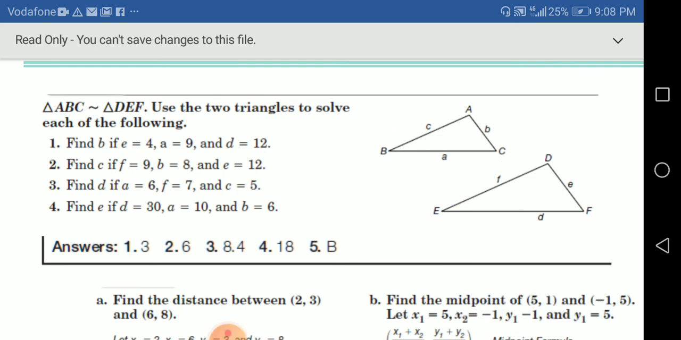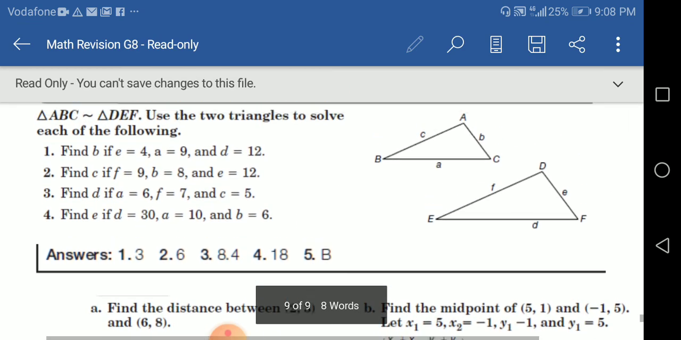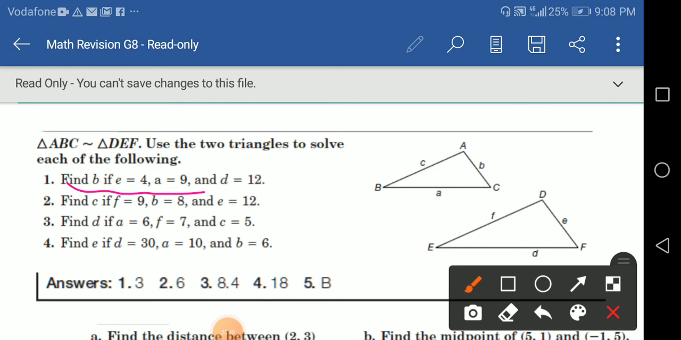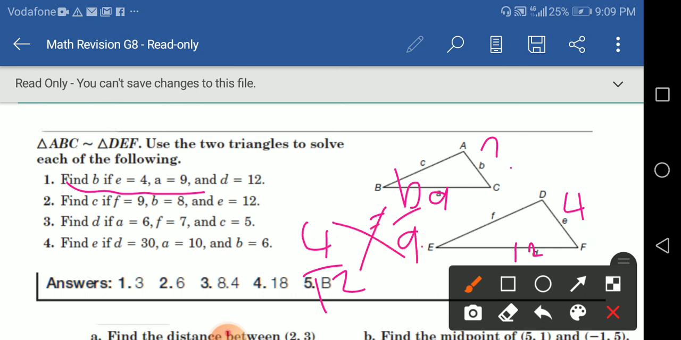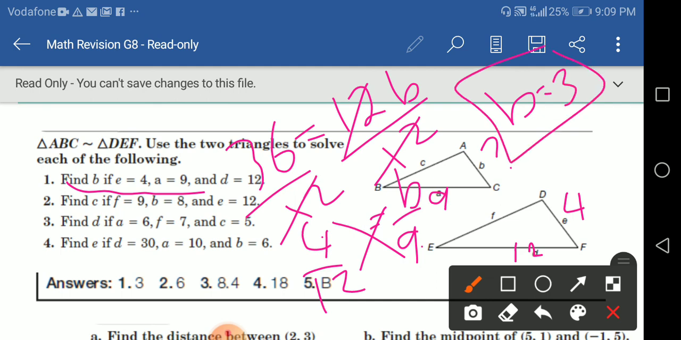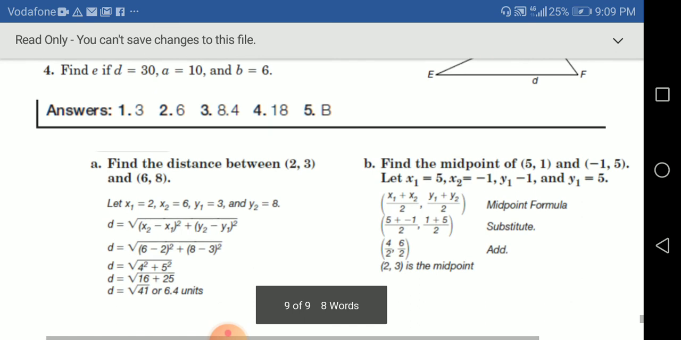This is a relationship we use to find the value of any given side. For example, find B, if E equals 4, A is 9, and D is 12. I will say 4 over 12 equals B over 9. Cross multiplication: 9 times 4, 36, equals 12B. Divide by 12 to get rid of the coefficient. B will be 36 divided by 12, which gives me 3. So I want you to solve the rest as practice.